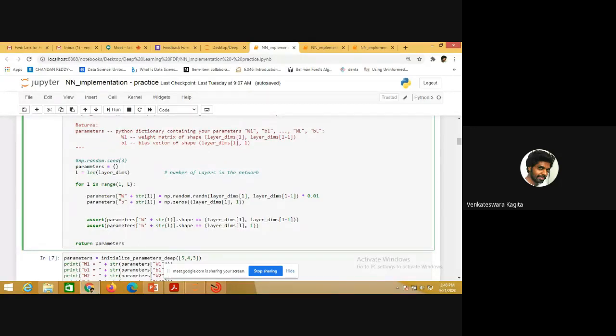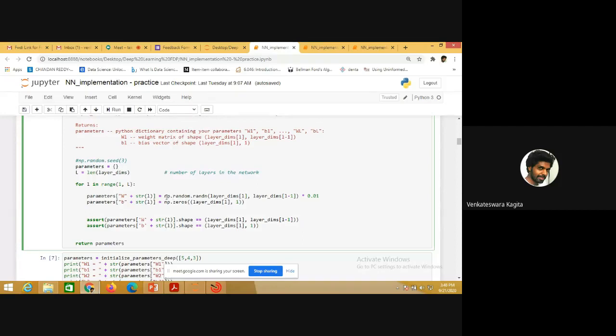So I'm initializing for L equal to 1 to L, that is starting from layer 1 to the last layer. I'm initializing the parameters. Between the layers there are parameters. So I have two different parameters, W and B. I am terming them WL and BL: W at layer L is WL, B at layer L is BL.